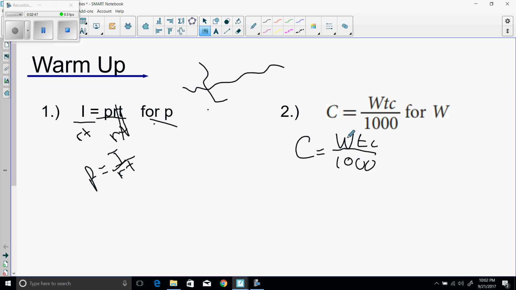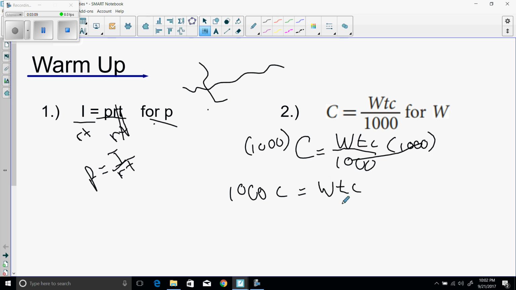The first thing I notice is that I can't get rid of any of this stuff until I undo the division by 1,000. So I'm going to multiply both sides by 1,000. I'll do it on that side, and I'll do it on this side. That will cancel out here, and I'm left with 1,000 C is equal to just that capital WTc, right? The 1,000 is now on the other side.